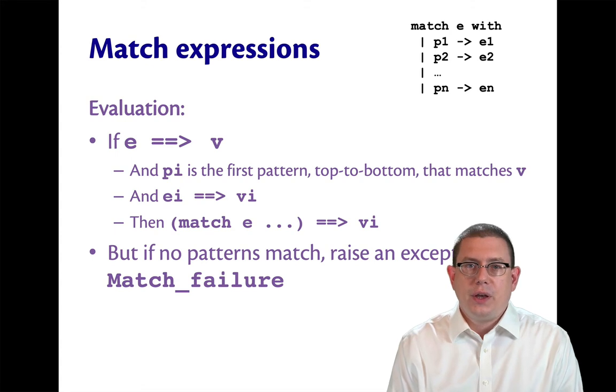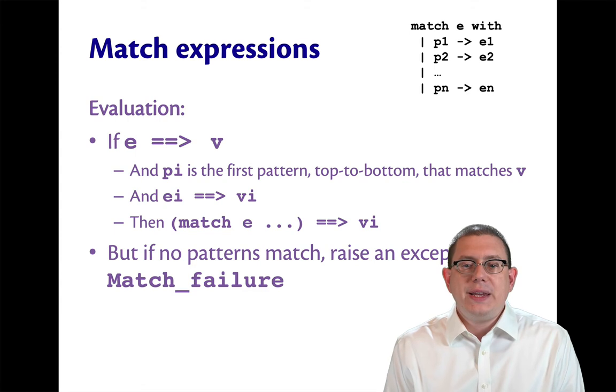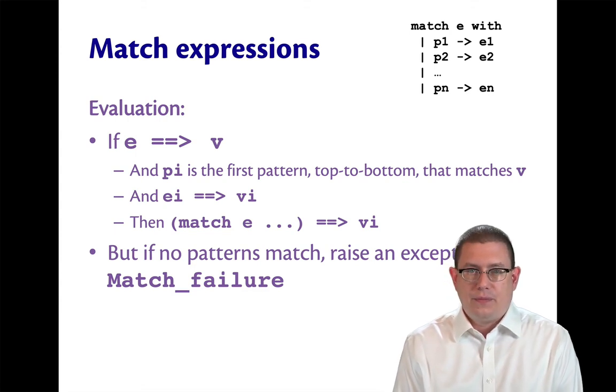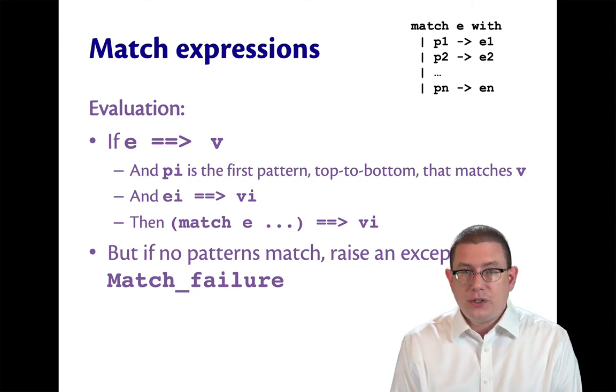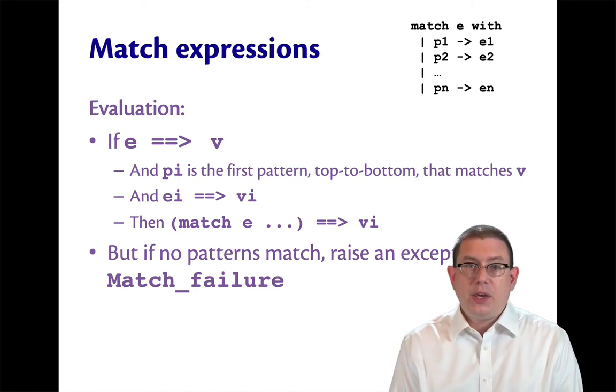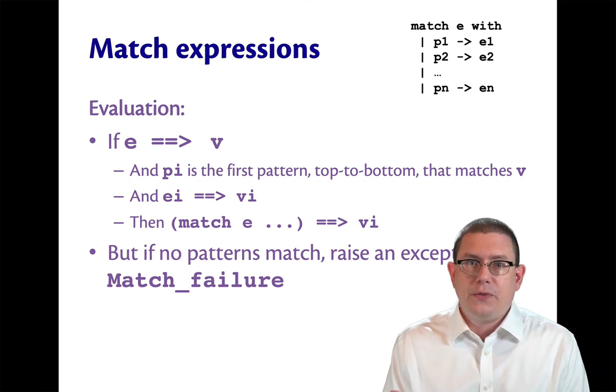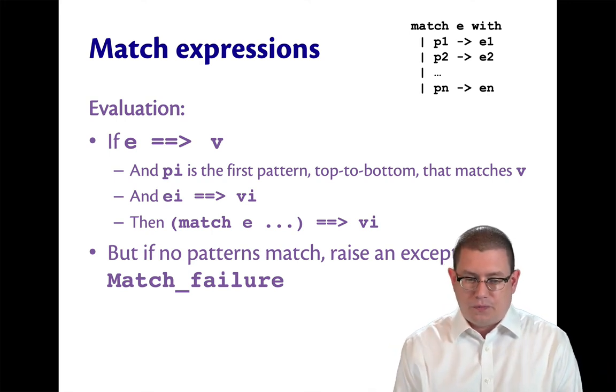For evaluation of a match expression, first, we need to evaluate E to a value V. Then proceed top to bottom through the pattern match. Try to match V against the first pattern, P1. If it matches, we're done trying to find the right branch. We don't look at the rest, and we evaluate the right-hand side of that branch. So if P1 was the pattern that matched, we would then evaluate E1, or rather, E1 evaluates to a value V1, and V1 is what we would return.